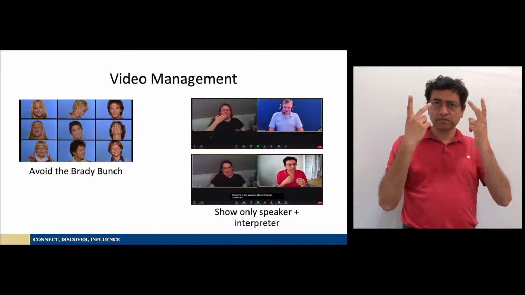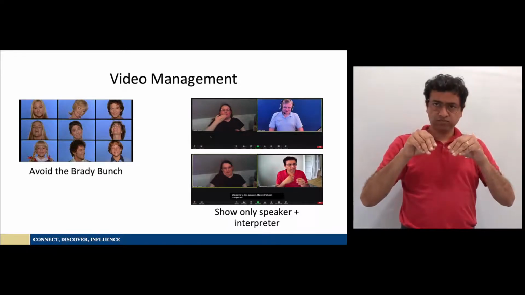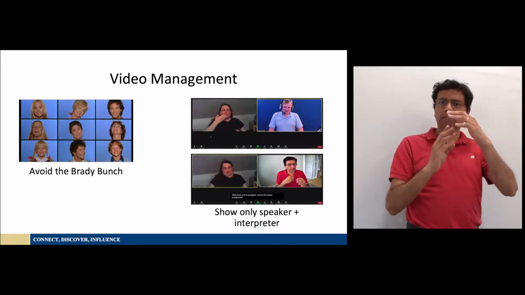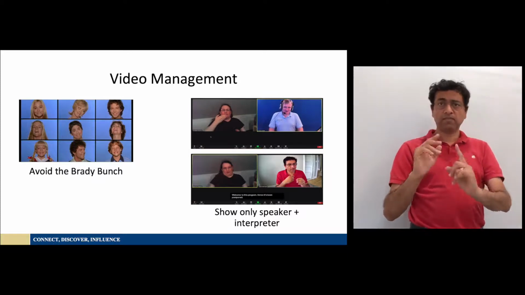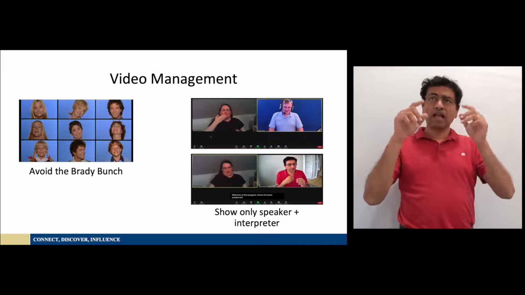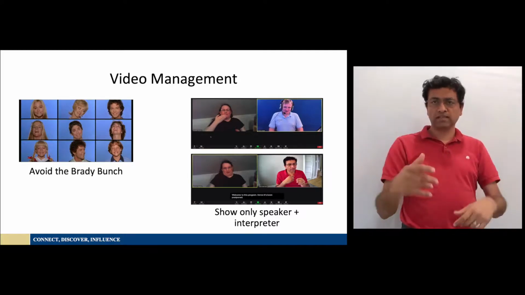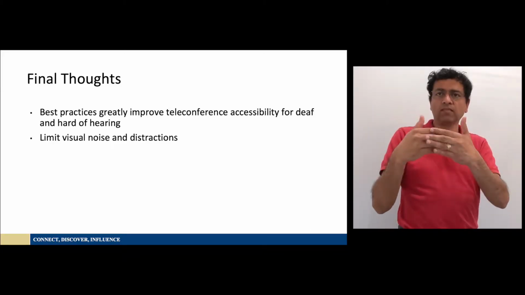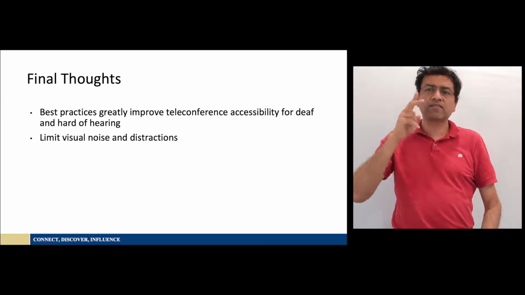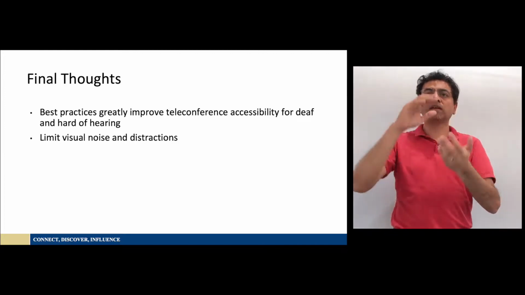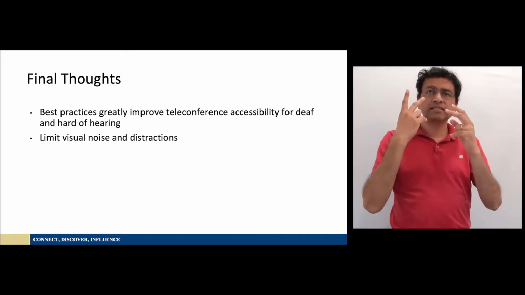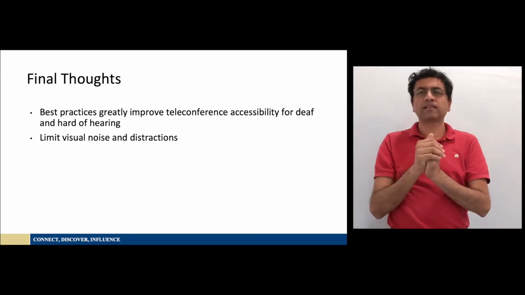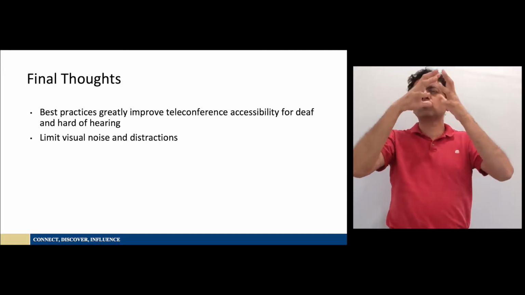People who do not sign or communicate visually should turn their video off. Only the speaker and interpreter should be on. That's shown on the top and bottom right. Also on the bottom right, you have an active signer. In summary, following this list of best practices will improve teleconference accessibility for deaf and hard of hearing. Reduce visual noise, increase video clarity to make meetings easier to follow, increase eye contact, and reduce cognitive overload in trying to track too many things at the same time.